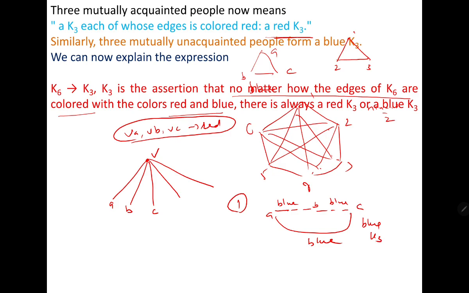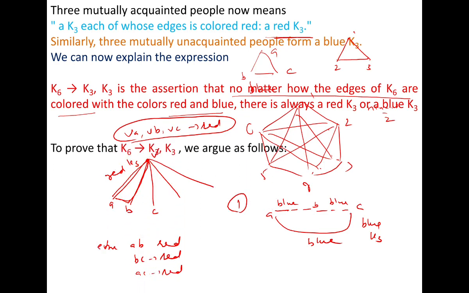And the other case is not all are blue. It means at least one is red. So it means either AB is red or BC is red or AC is red. Even if one of them is red, for example, if AB is red, then along with VA and BV, it forms a red K3. It means that whatever way I use to color the edges of K6, at the end I would have either a red K3 or a blue K3.